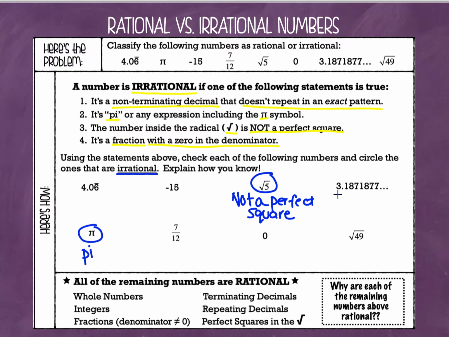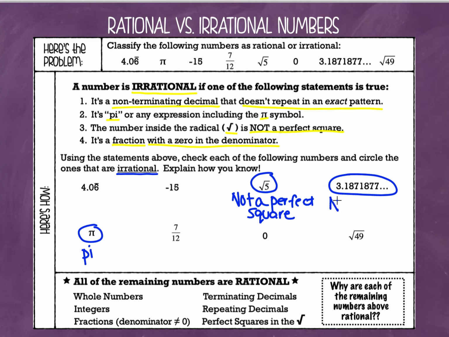Then we have this other decimal over here. We have 3.187, 1877, dot, dot, dot. Neither of these decimals are terminating. However, if this one is 4.066666666, that 6 continues indefinitely. That is an exact pattern because the 6 is repeating over and over again. However, 3.187, 1877, it looks like a pattern, but it's not an exact pattern. In order for this to be an exact pattern, it would have to be 3.187, 187, 187, which it is not. So this is another example of an irrational number.